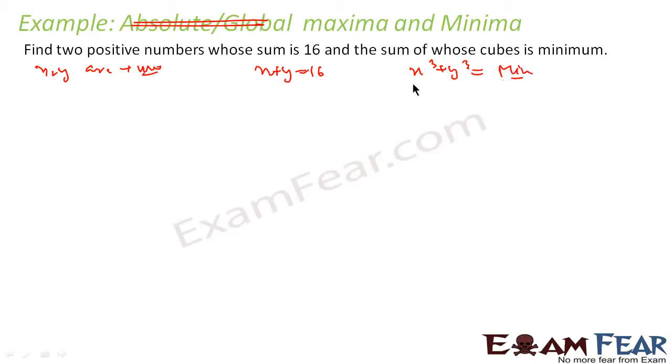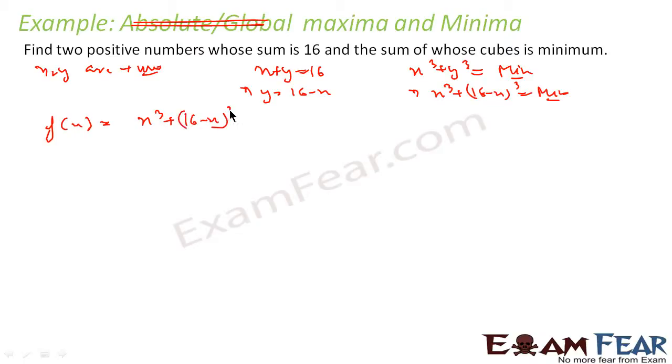A similar approach we'll do. Instead of y, y is nothing but 16 minus x, so this becomes x cube plus (16 minus x) cube, which has to have a minimum value. So let's assume I have a function, f(x) equals x cube plus (16 minus x) cube. I have to find the value of x for which f(x) is minimum.